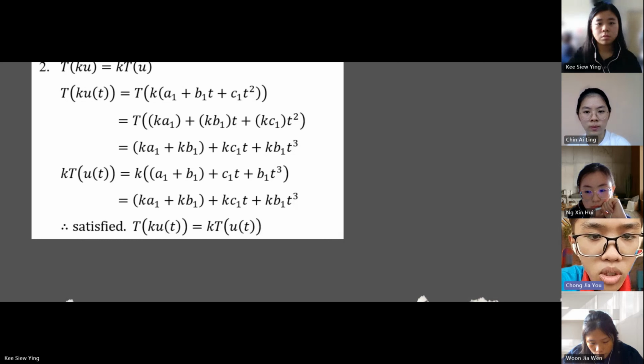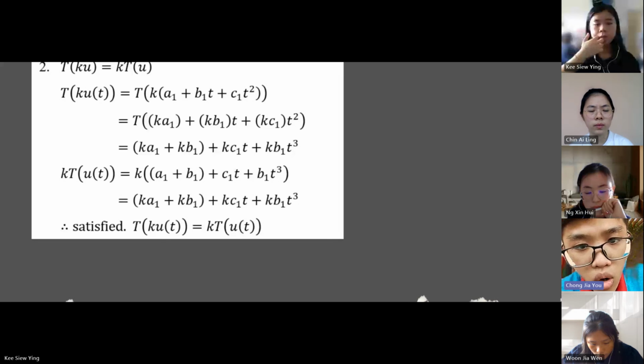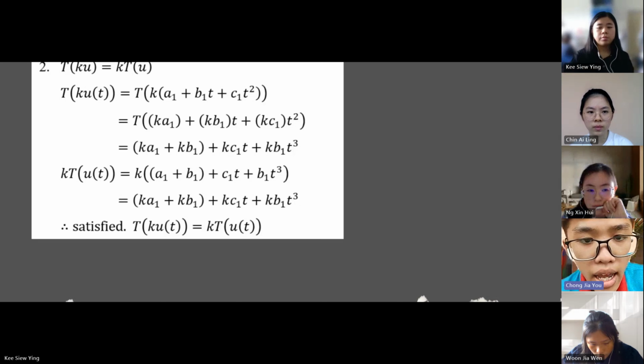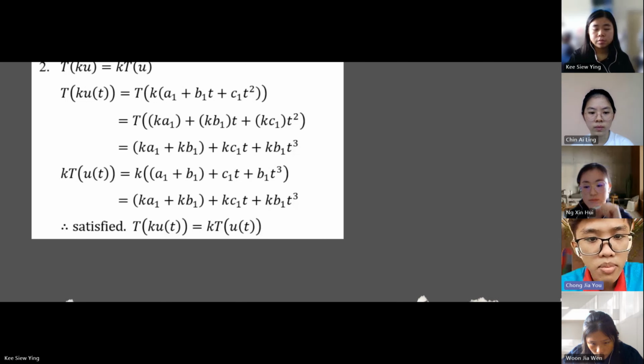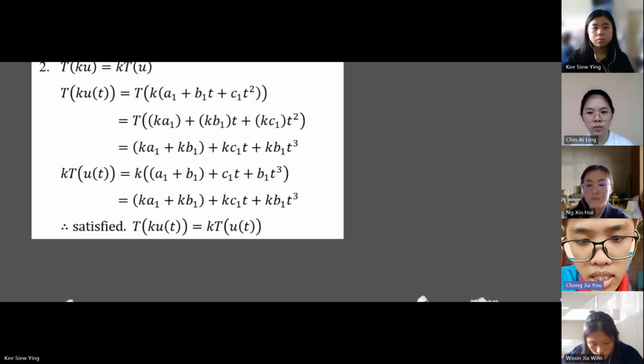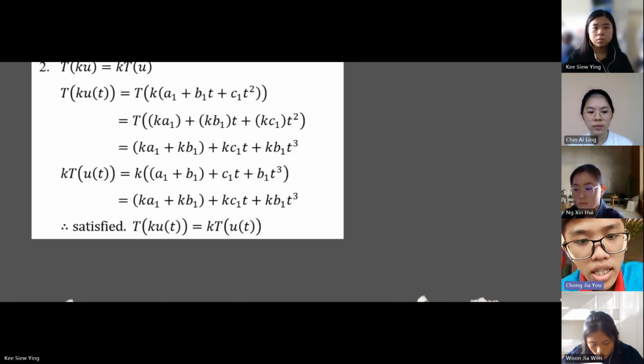We get ka1 + (kb1 + kc1)t + kb1t³. Then we do the right-hand side, k times T(U(t)), which we will get k(a1 + (b1 + c1)t + b1t³). Then we expand it, and we will get ka1 + (kb1 + kc1)t + kb1t³. Then it is satisfied since the left-hand side is the same as the right-hand side.